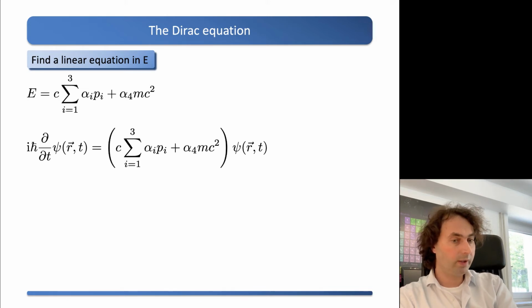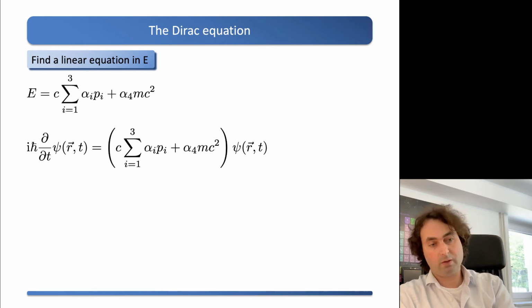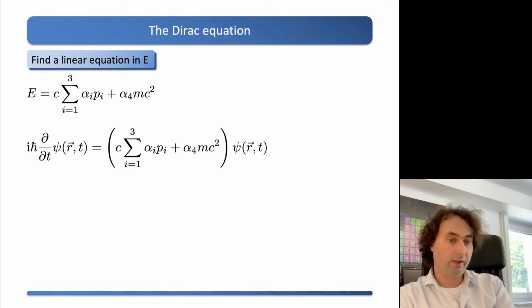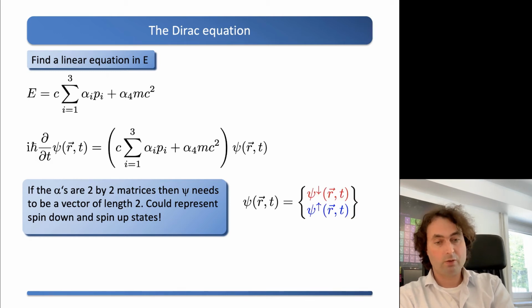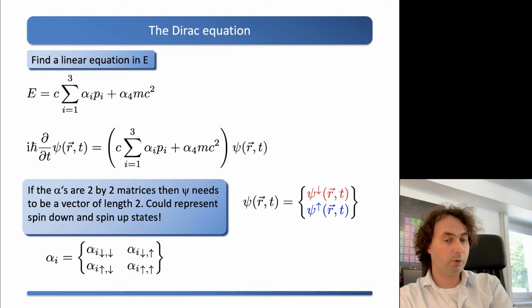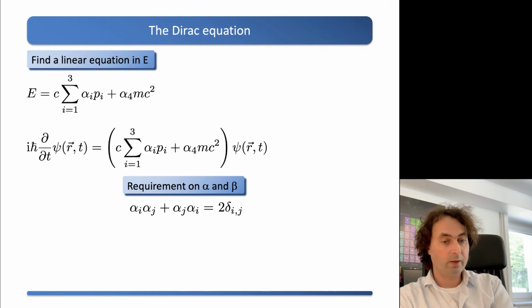So we're looking for a wave equation where the time derivative of your wave function is now given by something linear, and we're looking for these alpha i's, and maybe they are 2 by 2 matrices, and your wave function then is a vector of length 2. So your wave function has a spin down and a spin up component, and alpha i has 4 components.